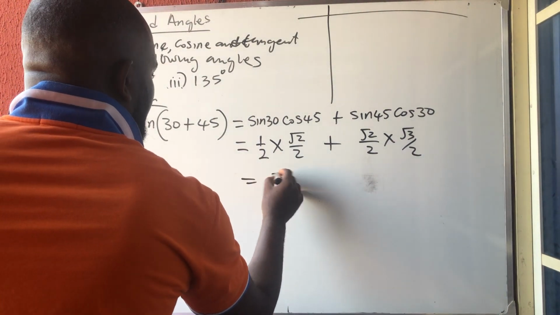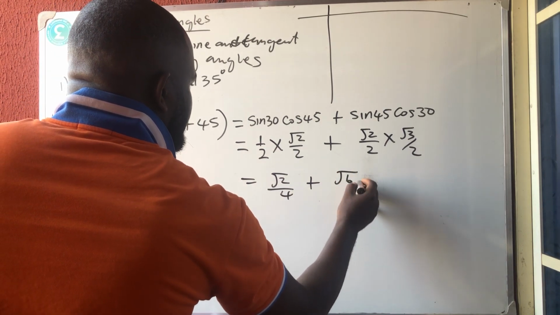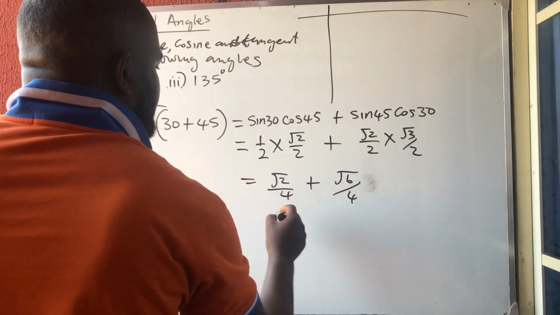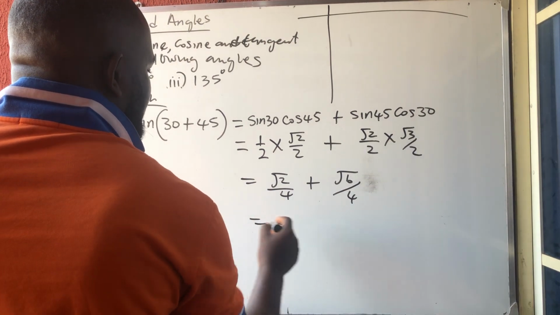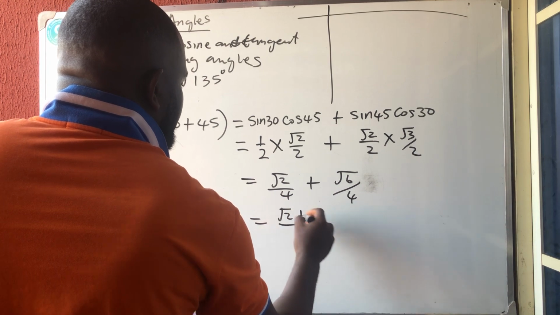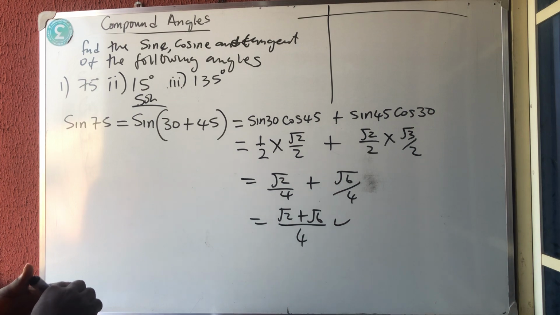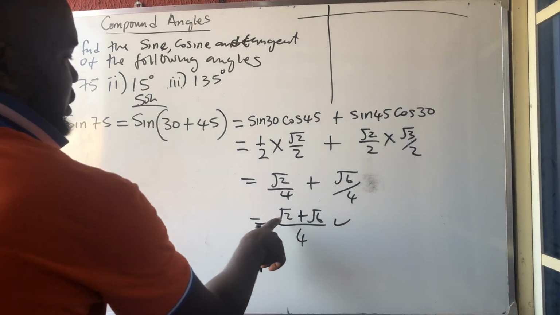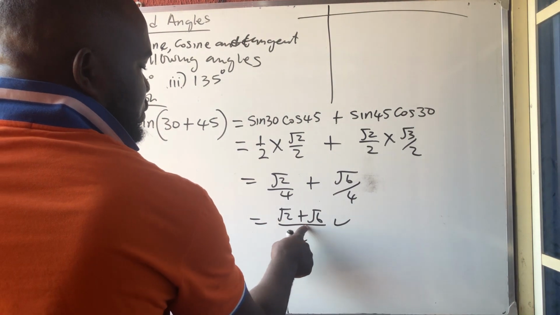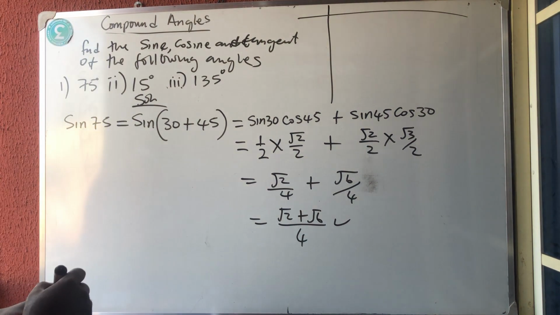So this is equal to root 2 over 4 plus root 6 over 4. The LCM is 4, so I'm having root 2 plus root 6 all over 4. And that is the answer. You cannot add or divide these, because they are not like square roots. So that is that.